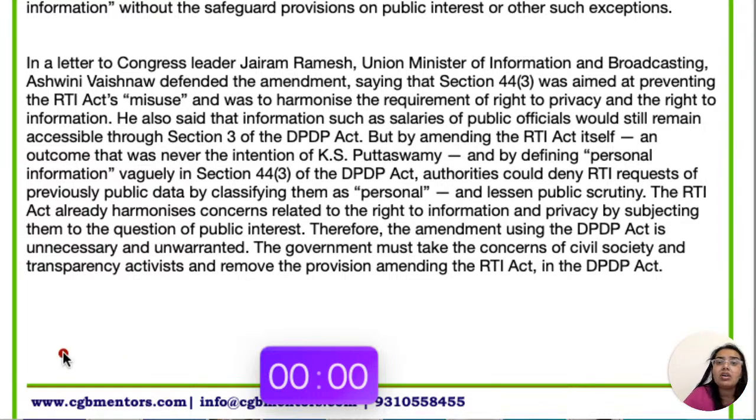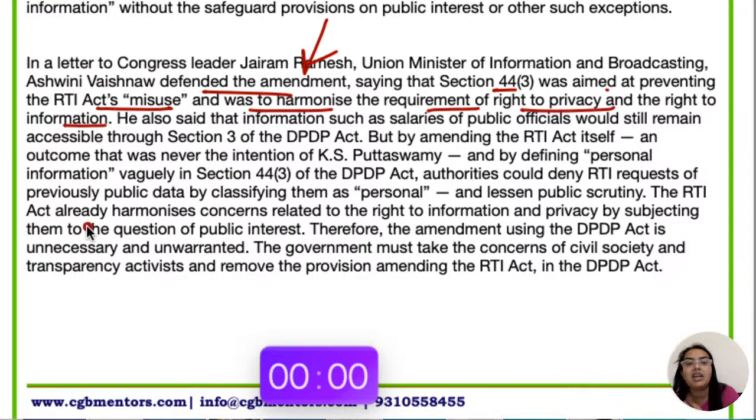Now, what happened in a letter to Congress leader Jairam Ramesh, Union Minister Ashwini defended the amendment. So he defended this kind of change which was brought, saying Section 44 was aimed at preventing the RTI Act's misuse and was to harmonize the requirement of right to privacy and right to information. So here जो इसके defenders हैं उनका कहना है कि this amendment, this change is actually helping us to safeguard from the misuse of Right to Information Act. He also said that information such as salaries of public officials would still remain accessible.